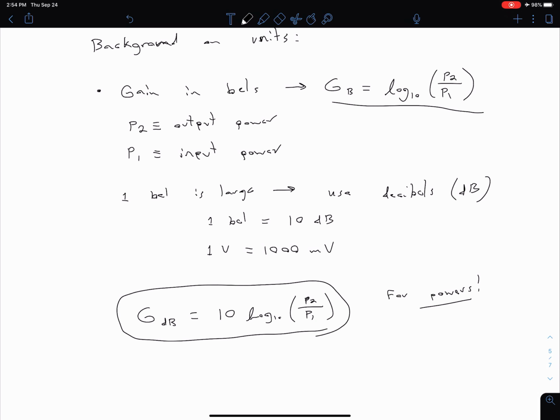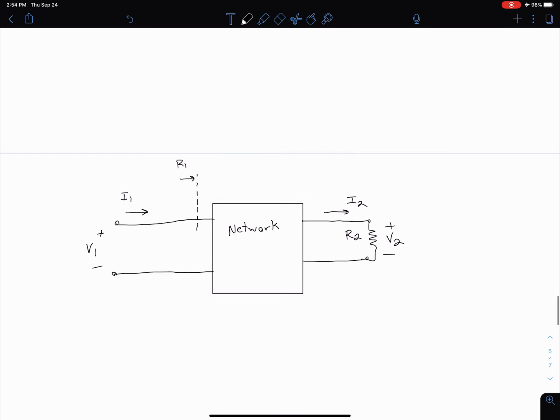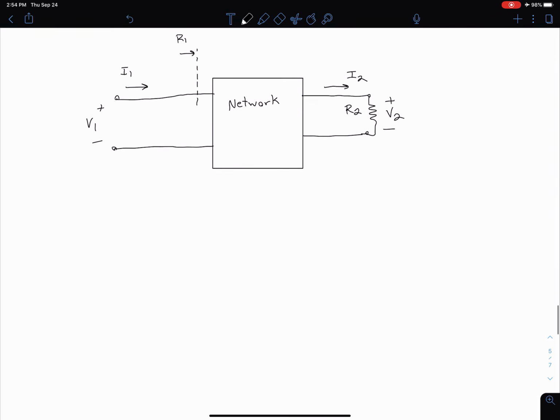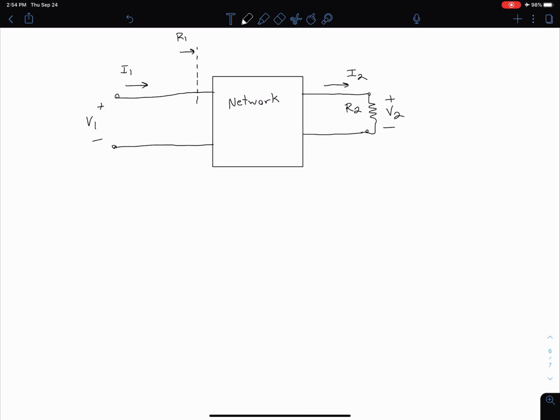Well, let's look at a simple network here. In this network on our input side, we have voltage V1, current I1, and an equivalent resistance looking into our network of R1. On the output side on the right, we have voltage V2, current I2, and a resistance R2. So let's talk about our input and our output power, because after all, that's what that equation for our bels and decibels is relating.